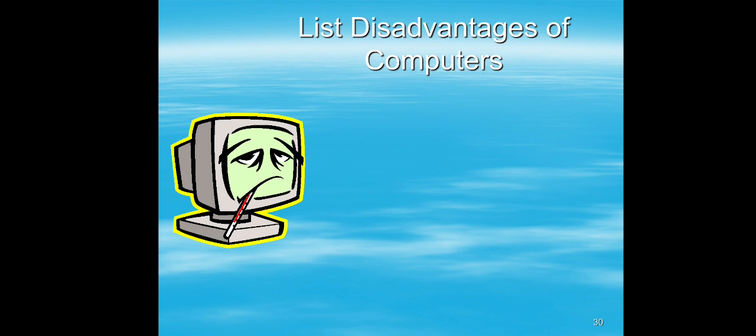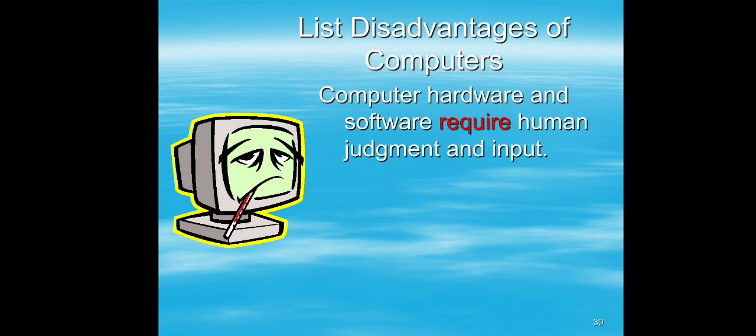So those are the advantages of using computers and software. But there are several disadvantages of using computers and software. First, computer hardware and software require human judgment and input. Even though you use computer, the person who does the recording still needs to think and make judgment whether it is correct or not to record something.